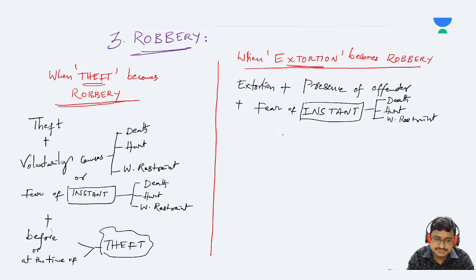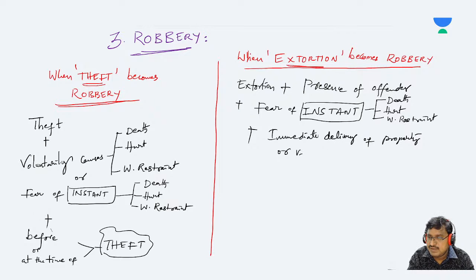Or plus immediate delivery of property, okay? Immediate delivery of property or immediate delivery of valuable security. These are the ingredients, friends. These are the ingredients. Now, in order to constitute a robbery, there must be an offense of extortion.